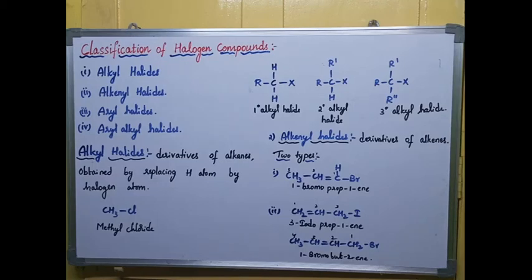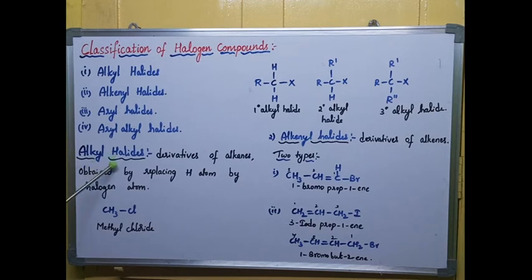Students, today I'm explaining the classification of halogen compounds. These halogen compounds are divided into 4 different types based on the group to which the halide is attached. Firstly, alkyl halide; second, alkenyl halide; third, aryl halide; fourth, aryl alkyl halide. Let us see the alkyl halides first.